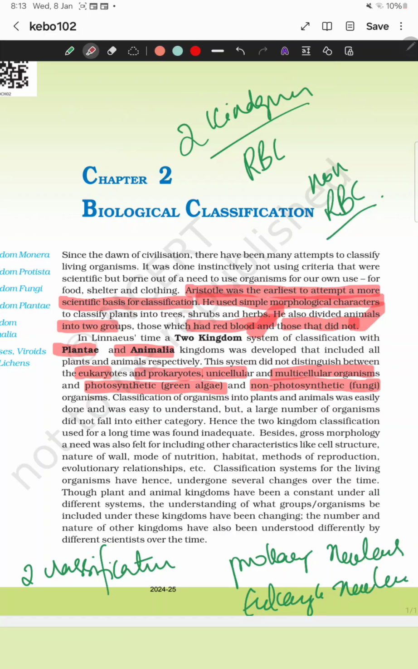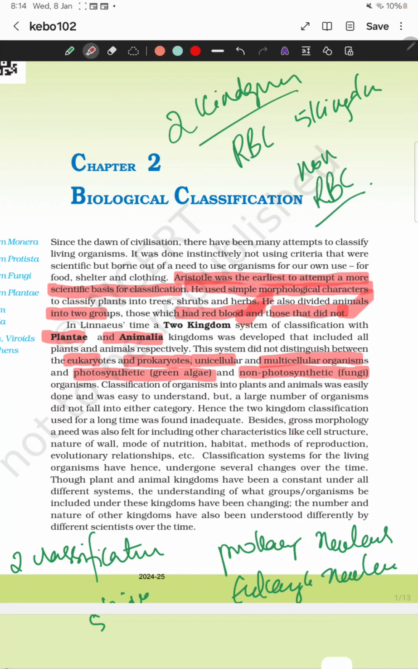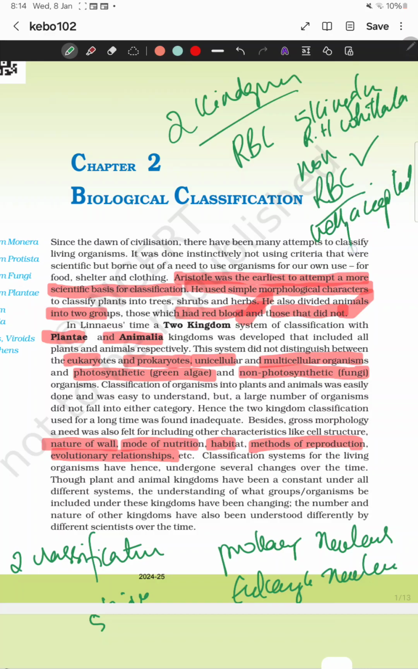another classification came out, nothing but the five kingdom classification. It was introduced by R.H. Whittaker. This classification is based on many criteria like nature of the wall, mode of nutrition, habitat, method of reproduction, evolution, etc. This classification system based on living organisms has undergone several changes from time to time. So it is the well accepted five kingdom classification till now.